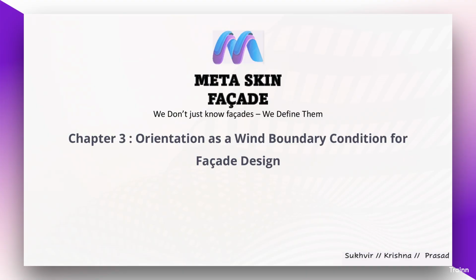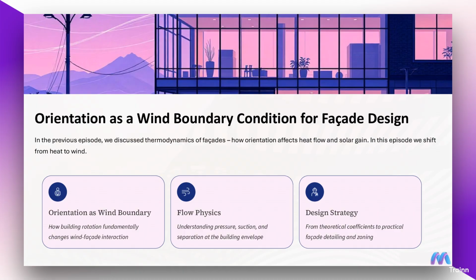Chapter 3. Orientation as a wind boundary condition for facade design. In the previous episode, we discussed thermodynamics of facades, how orientation affects heat flow and solar gain. In this episode, we shift from heat to wind. Orientation as wind boundary: how building rotation fundamentally changes wind-facade interaction.